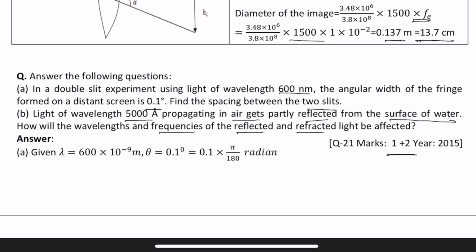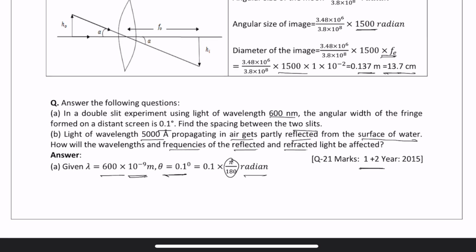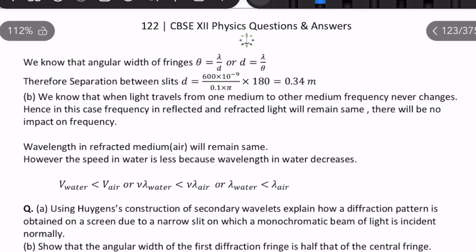Now here lambda is given as 600 nanometer. Nanometer means 10 to the power minus 9 meter. Theta is given as 0.1, so convert it into radian. Degree to radian means multiplying by pi by 180. If you multiply, then we get it in radian. Now we know that the angular width of the fringe is lambda by d. So d is lambda by theta. So let's calculate, 0.34.